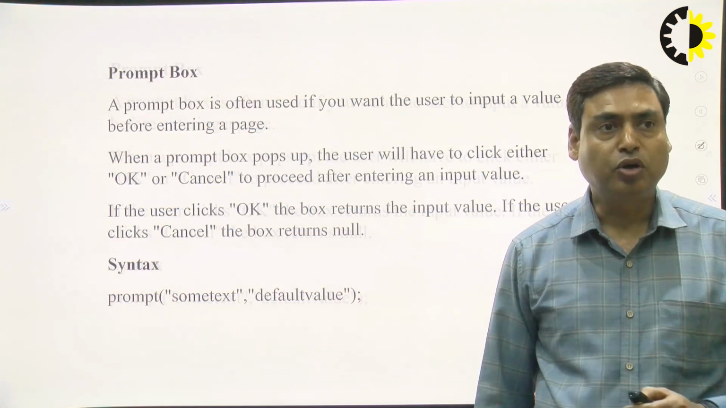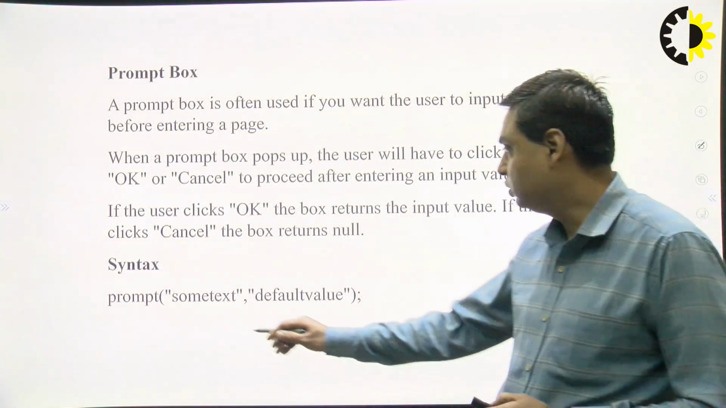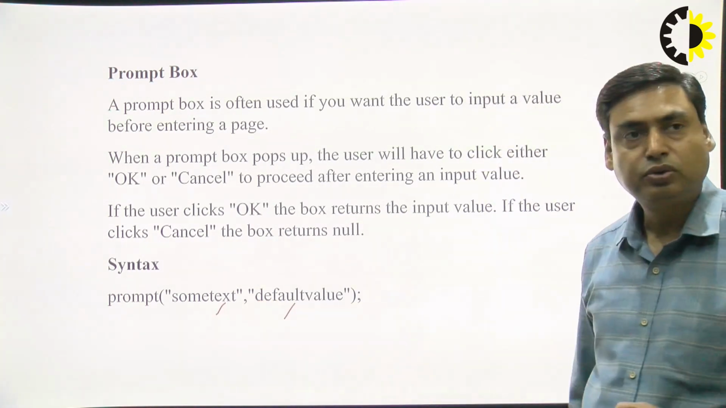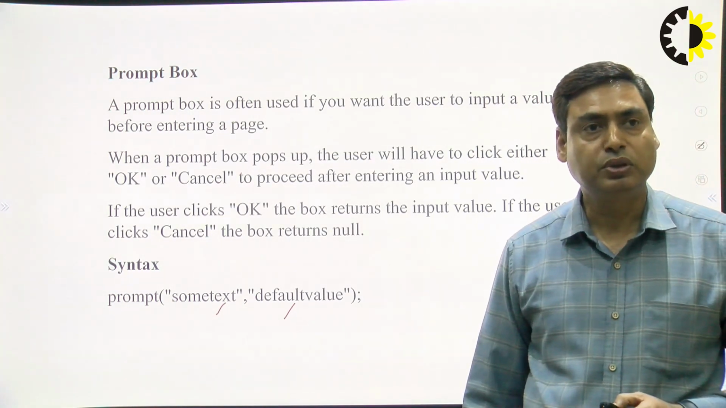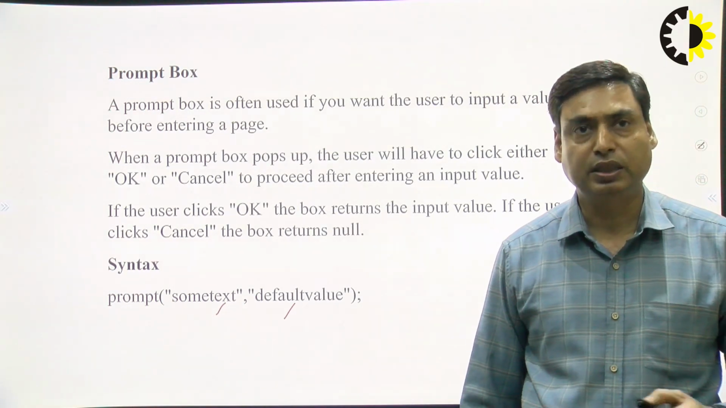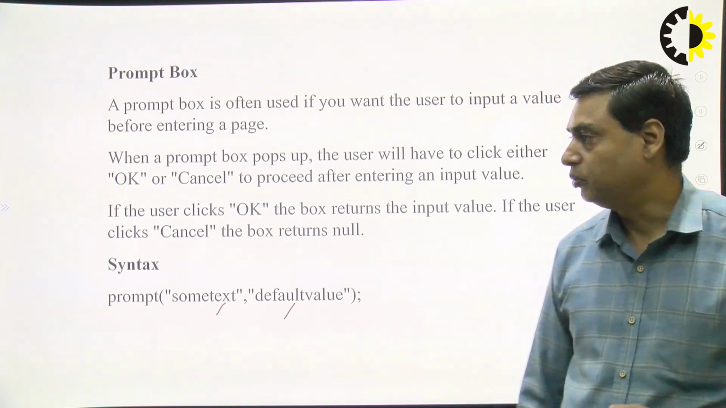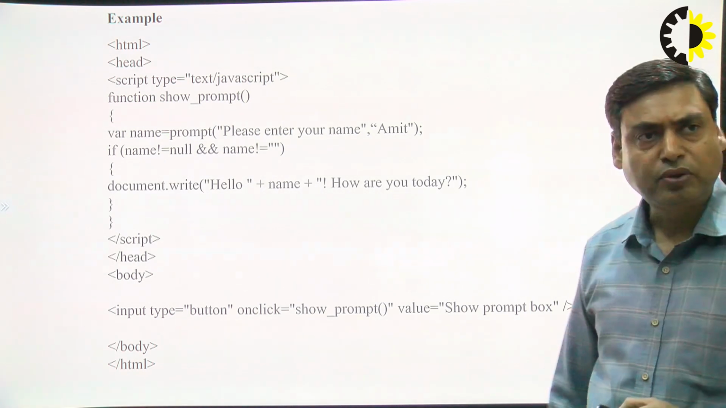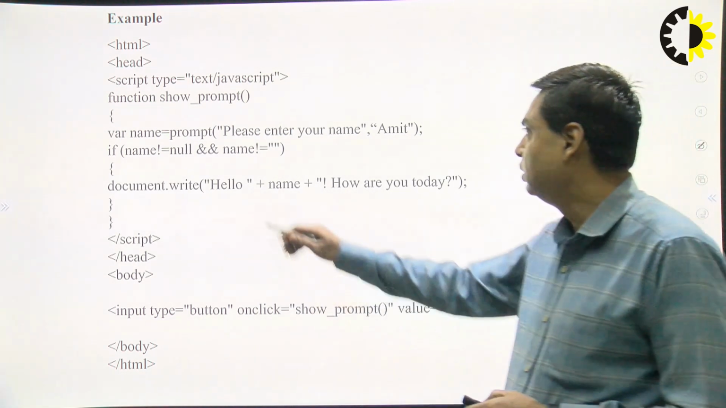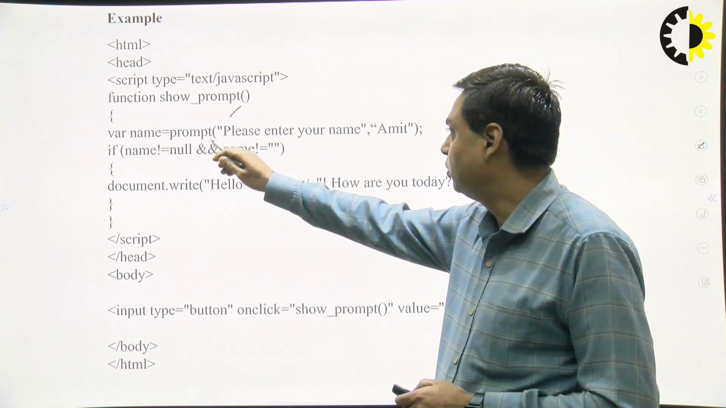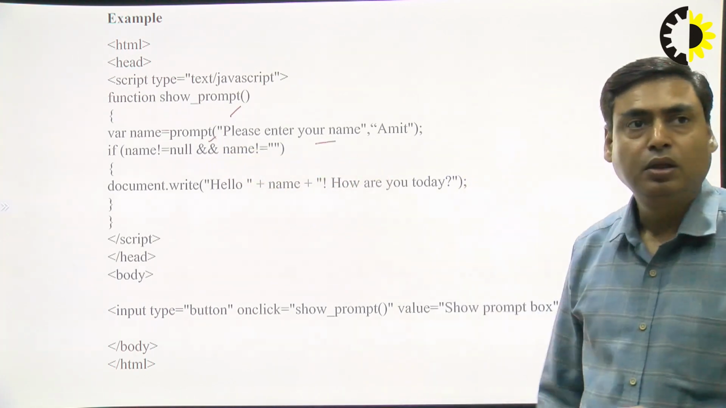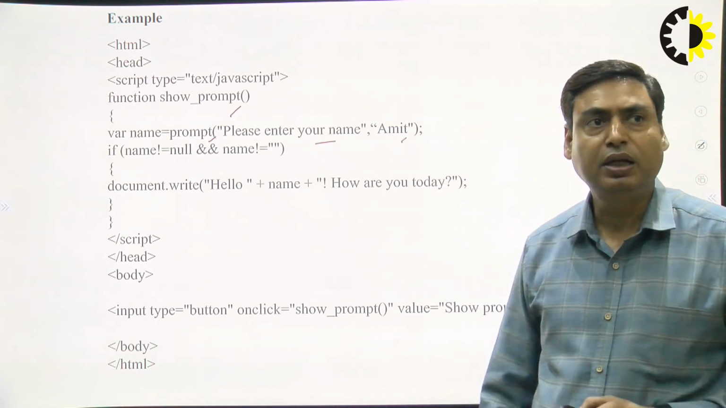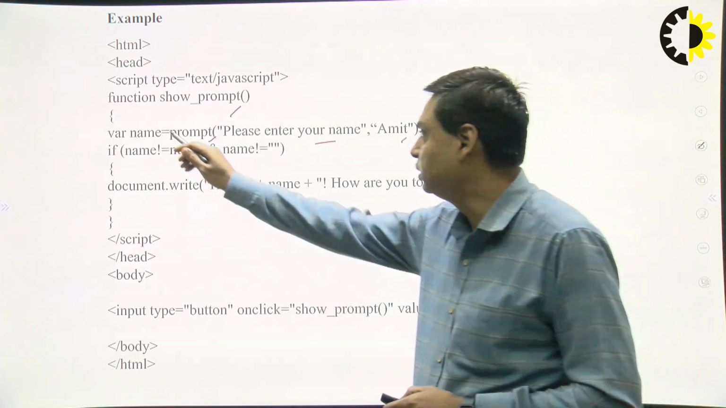With the prompt box, you can display a message to the user and you can display a default value. So the user can give input to the website with the help of the prompt box. So this is the function for the prompt box. You can see prompt, and we are using the prompt box. Please enter your name. By default, the name will be Amit. You can type any other name, and whatever you type will be stored in this variable.